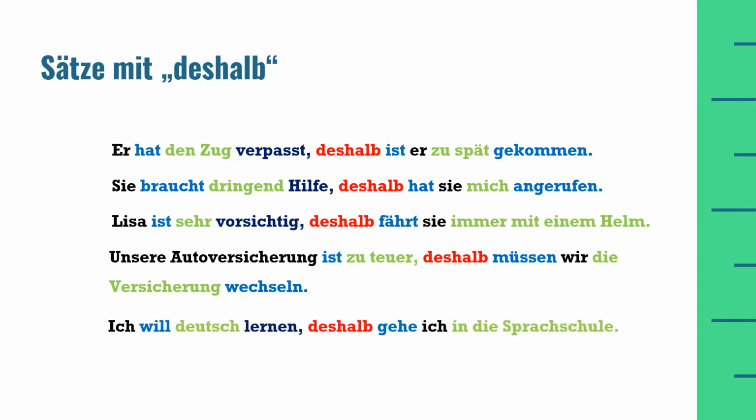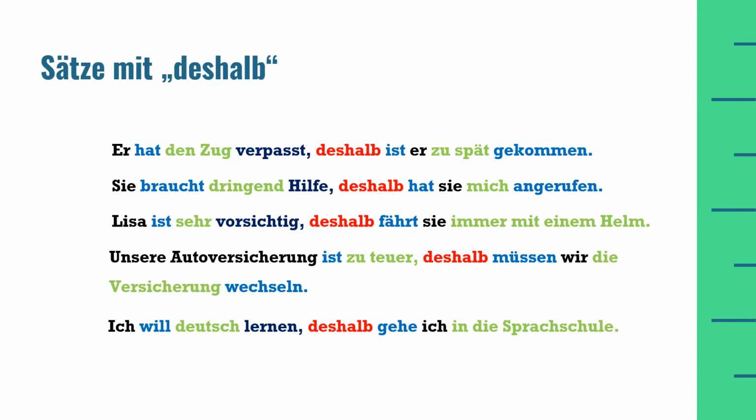Another example, ich will Deutsch lernen. I want to learn German. Deshalb gehe ich in die Sprachschule. Therefore, I go to the language school. Ich will Deutsch lernen. This is a normal sentence with a modal verb, in which the modal verb comes at second position and is conjugated according to the subject. Then comes the object, and the main verb remains at the last position of the sentence. So lernen remains lernen. Then we put a comma and give a space.